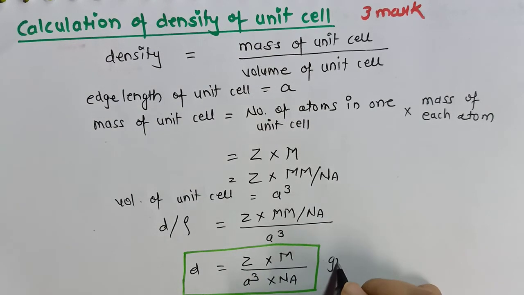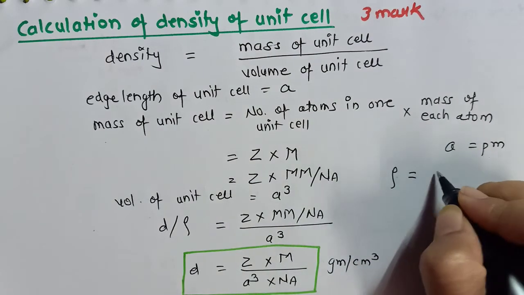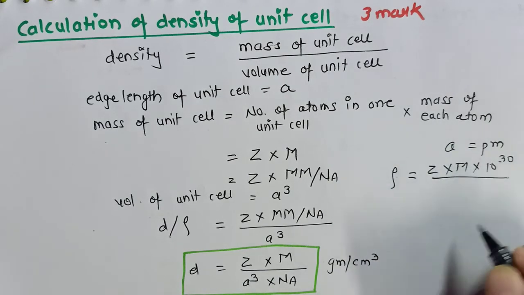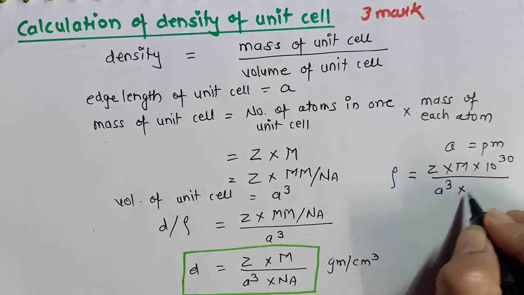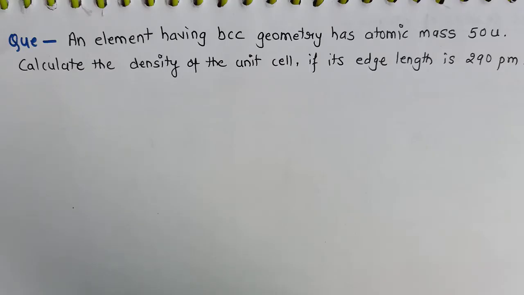The SI unit of density is gram per centimeter cube. Sometimes the edge length is given in picometer. In that case, the formula changes to density equals Z into M into 10 to power 30 upon a cube into Avogadro number. But it is always advisable to convert the picometer into centimeter since the SI unit of density is gram per centimeter cube. So based on this, we'll solve some numericals.